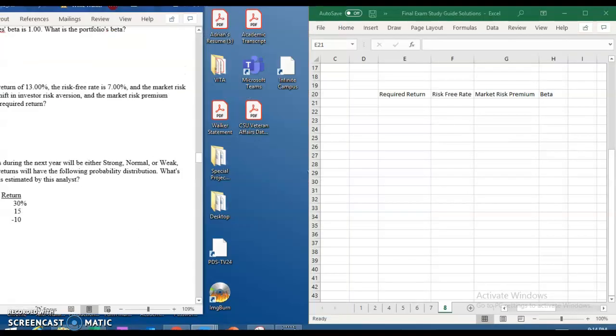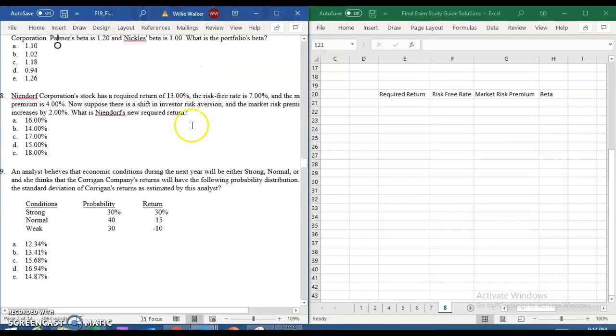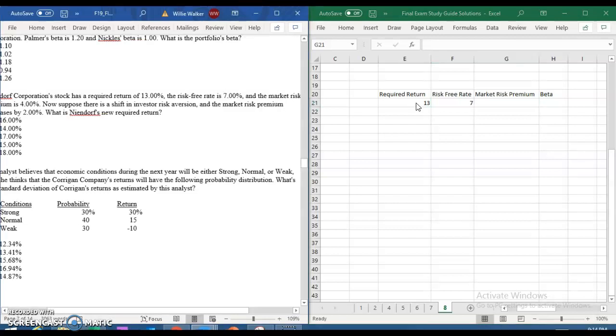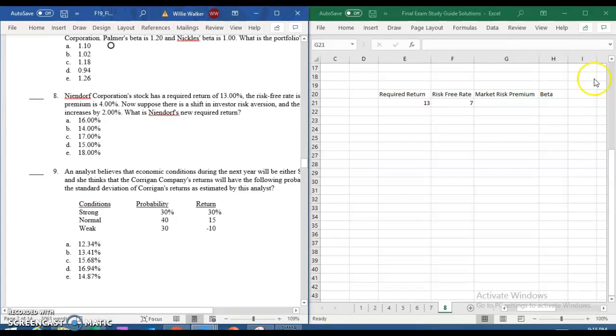So we have required return 13%. I'm not going to put anything in percentages just yet. Actually, I'm probably not going to do it in this video. But anyway, we're given a required return of 13%, risk-free rate 7%, market risk premium 4%. Right? Now, so we know we need to calculate beta.